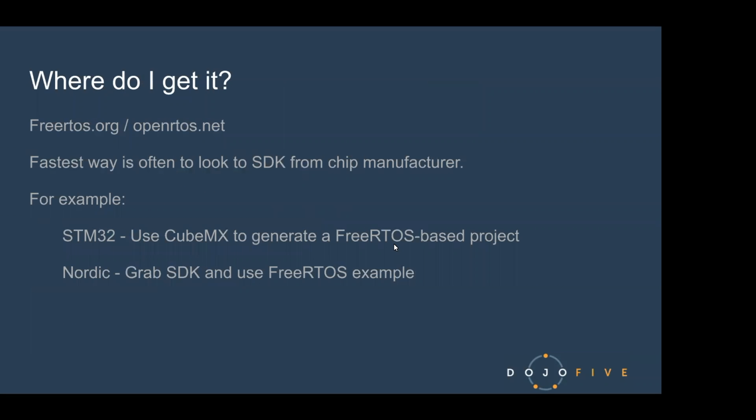So where do I get it? FreeRTOS.org or OpenRTOS.net. The fastest way is often to look to the SDK from the chip manufacturer. What you'll get at FreeRTOS.org is the canonical FreeRTOS distribution, and sometimes it's missing some pieces that make your life a little easier based on whatever chip you're on. For example, STM32 has a CubeMX generator that is really nice, quick and easy to generate a project. If I'm doing an STM32 project and I need it to be FreeRTOS based, I just go to CubeMX and generate a FreeRTOS based project.